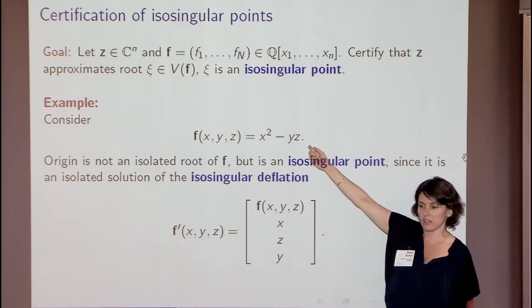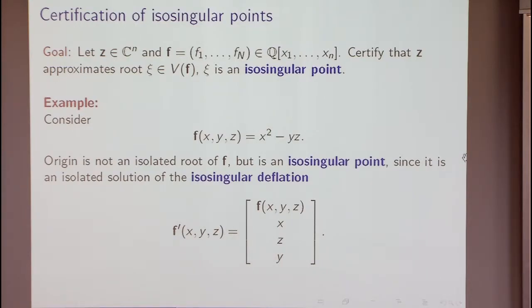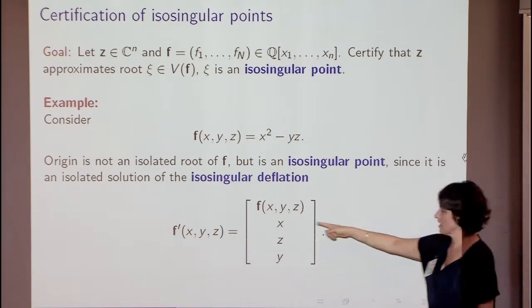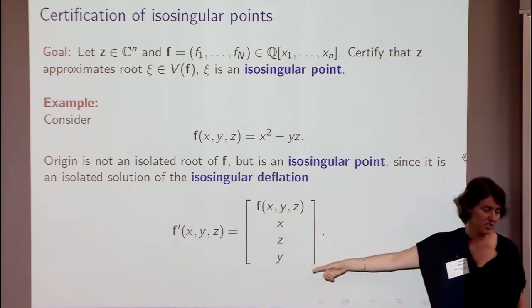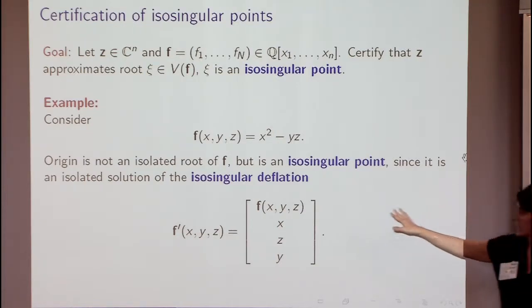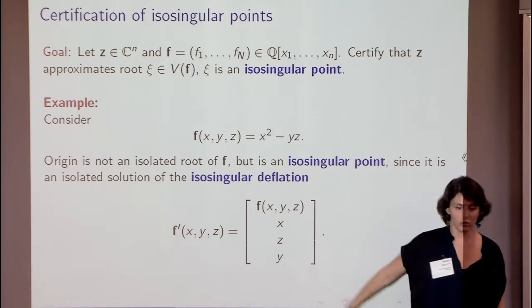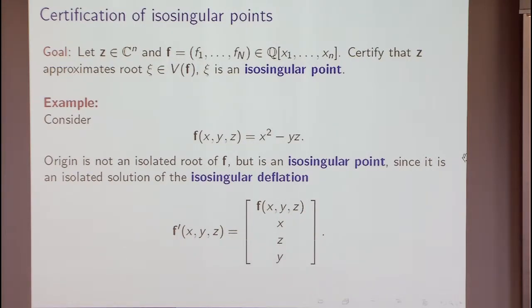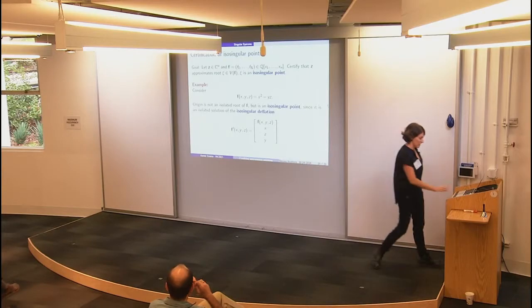Here, the Jacobian matrix at the origin will have rank 0, so you just add the 1 times 1 submatrices and the determinants of them appended to the system. And I will show you. Using this isosingular deflation, you deflate it, and then for the deflated system, you have an isolated simple root. Then you have an isosingular point.